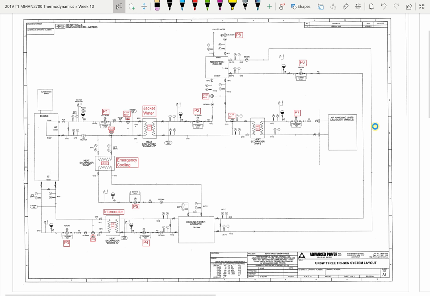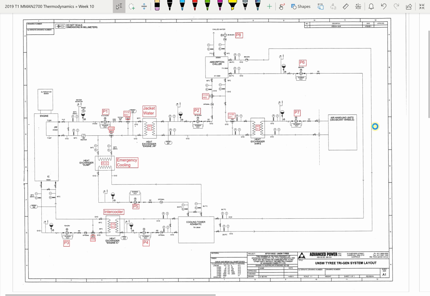This is Phil Howland, and I'm taking the opportunity to talk you through the UNSW Tyree Trigen System Hydraulic Schematic, just to give you an introduction that you'll need for your assignment. So if you're having some trouble working out what we're looking at here, this video should help you.